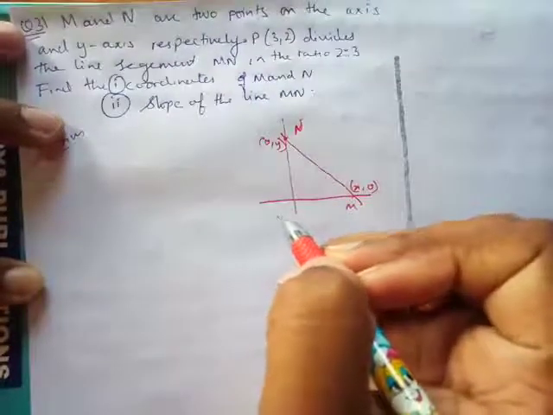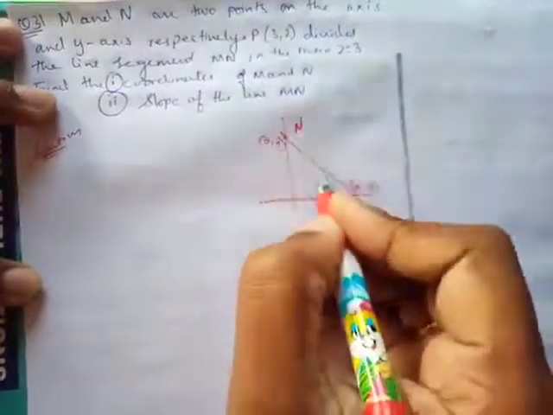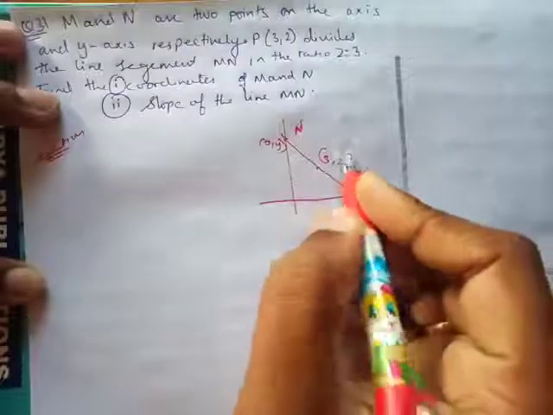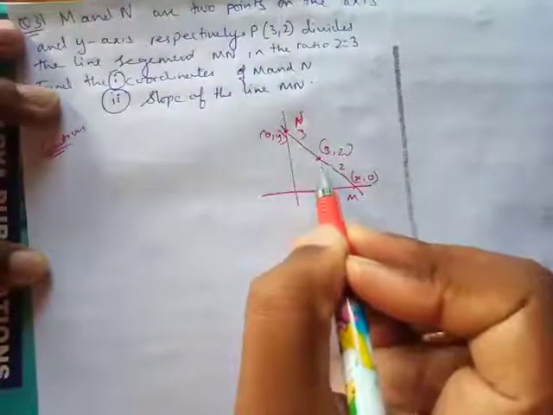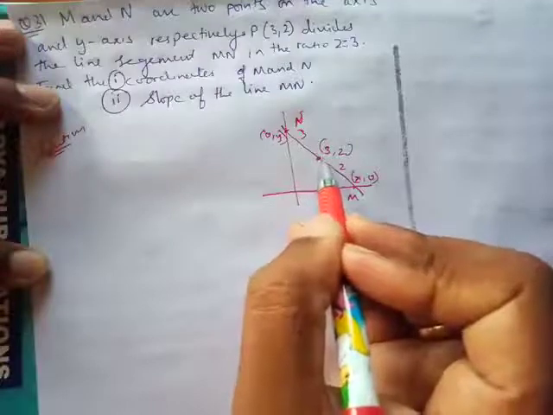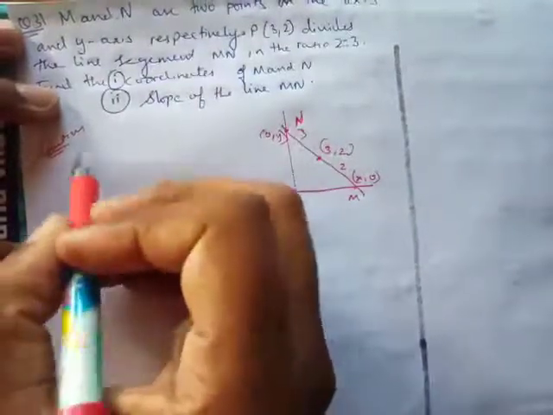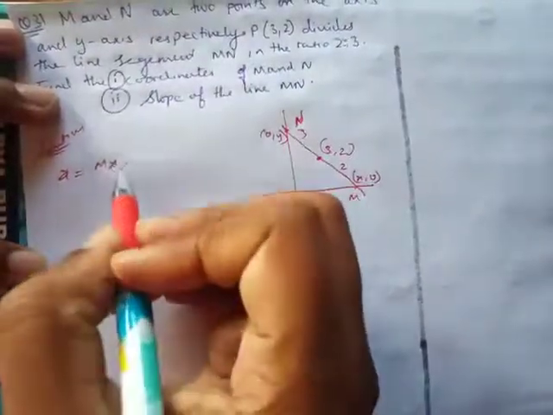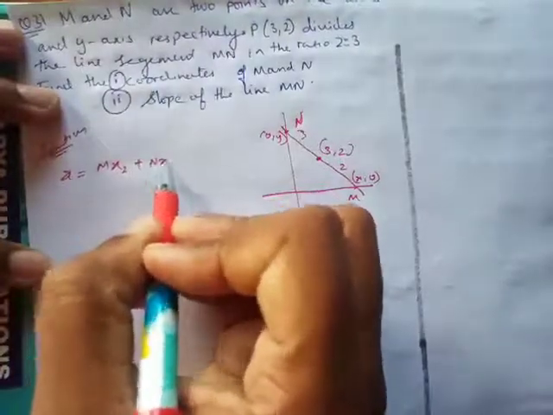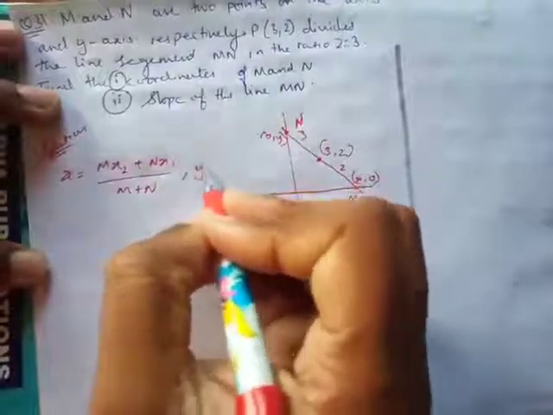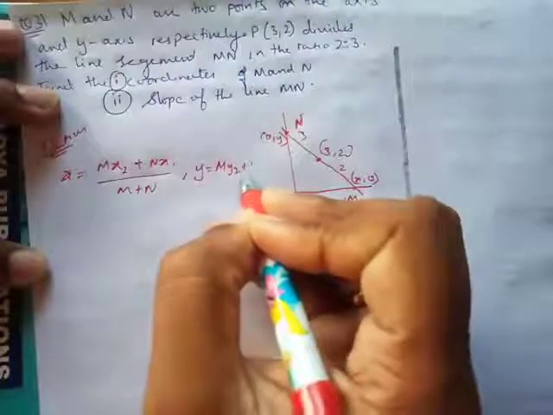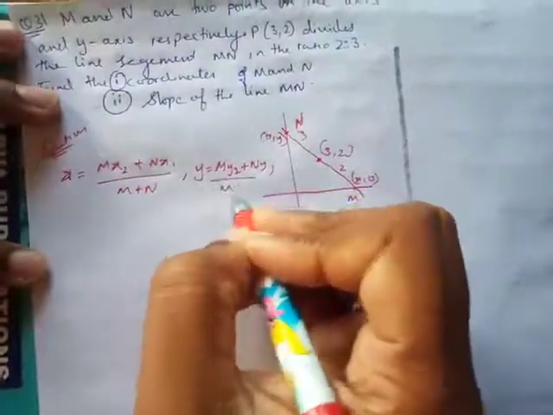Is that okay? Now I know there is a point P that is (3, 2), and it divides the line in the ratio 2:3. I know the formula for finding this value, if the midpoint or some points in a ratio are given. So the formula says to find x: x equals m into x2 plus n into x1 upon m plus n, isn't it? And same for y: y equals m y2 plus n y1 upon m plus n.